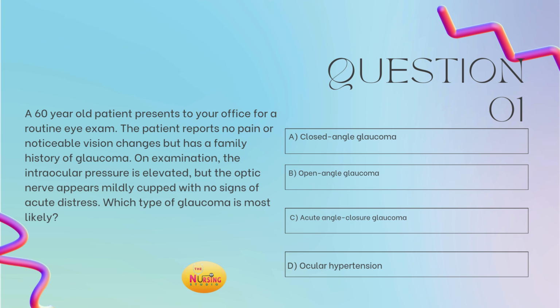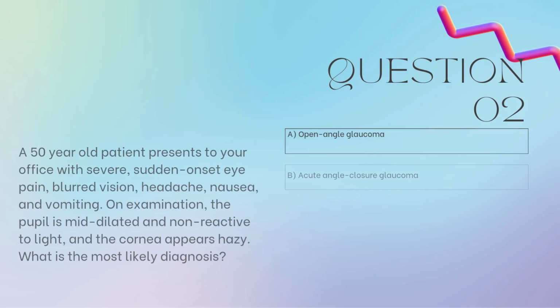But to explain, this person came in, they don't have any symptoms, right? They're asymptomatic. They do have a family history. The intraocular pressure is elevated. There is mild cupping noted. And so we're able to say, yes, this is glaucoma. It is open angle, right? So B is your best answer.